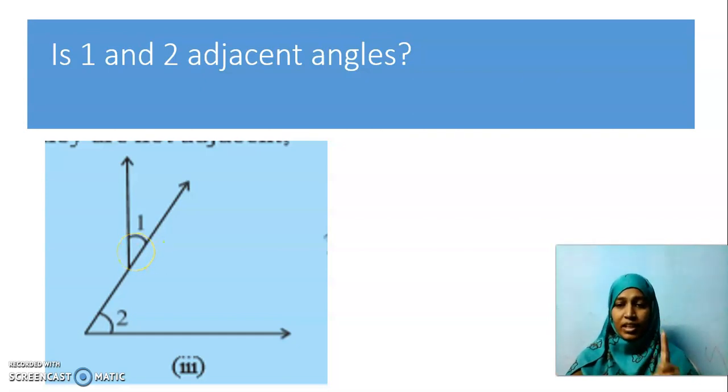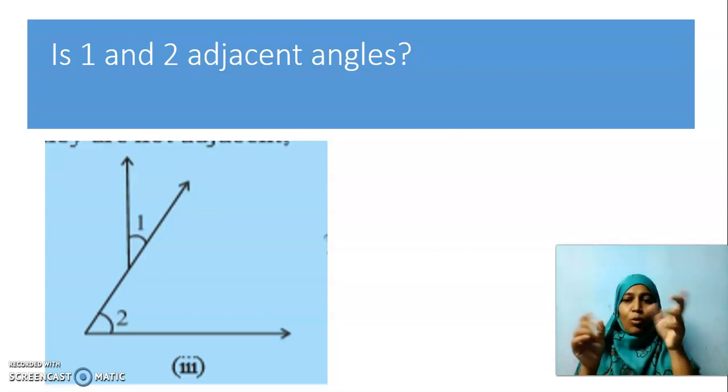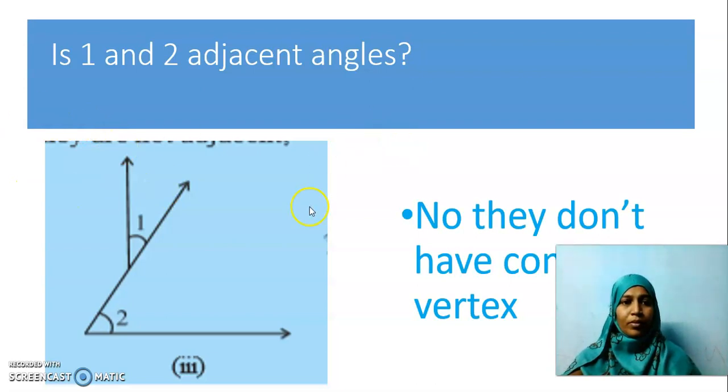Does it satisfy the first condition, that both angles 1 and 2 have the common vertex? Vertex is the point about which the two arms are moving. Okay, imagine a butterfly flapping its wings. Its body is the vertex. Here, which is the vertex for angle 1? Here it is. This is the vertex. For angle 2, this is the vertex. They don't have a common vertex. They two are different. So, they are not adjacent angles.